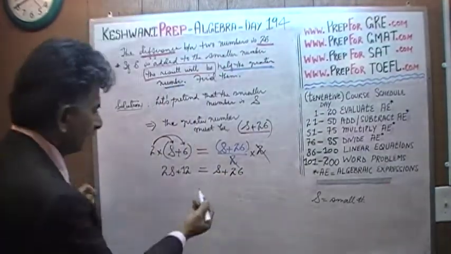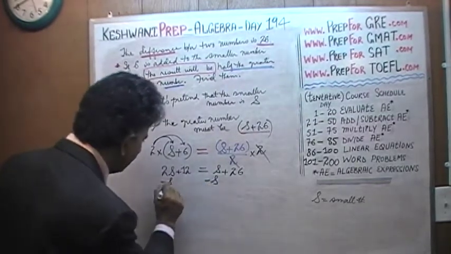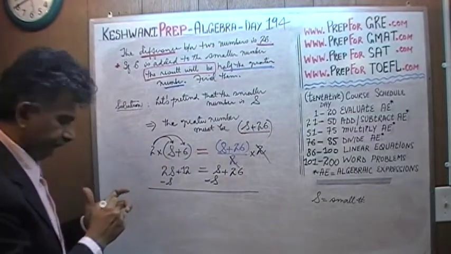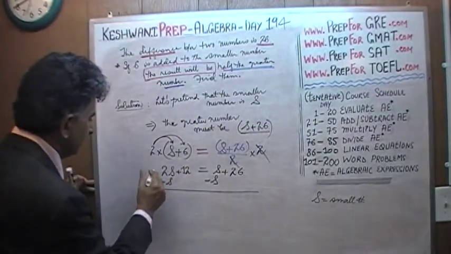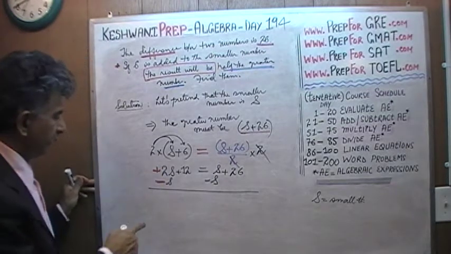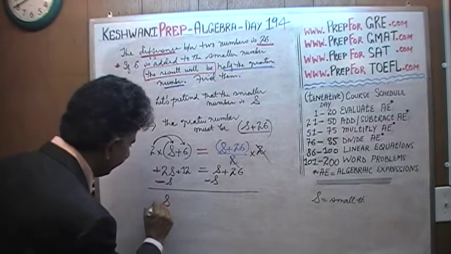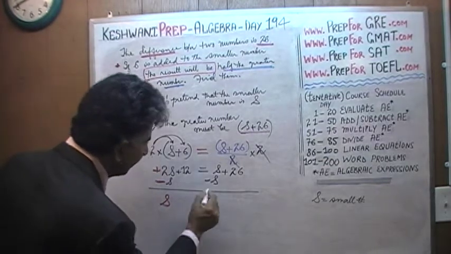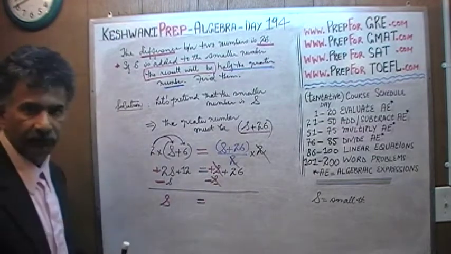Let's get rid of this s from this side by subtracting s from both sides of the equation. So here we have positive 2x, here we have positive 2s, and here we have negative s. 2s minus an s will give us an s. Here is our equal sign. Here we have a positive s and a negative s. They cancel out. Obviously that was the whole point.